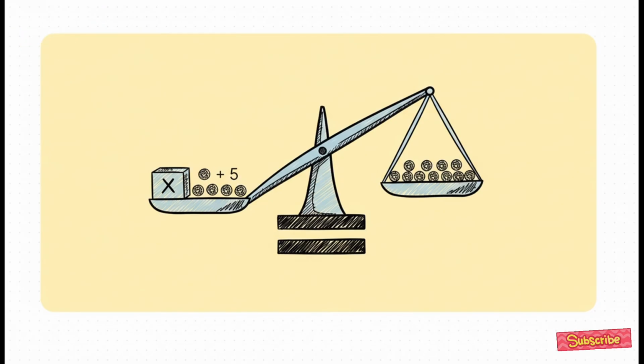Okay, if there's one thing you take away from all of this, let it be this: balance. Think of an equation like a perfectly balanced scale. Whatever you do to one side, you absolutely positively must do the exact same thing to the other side to keep everything equal and true.